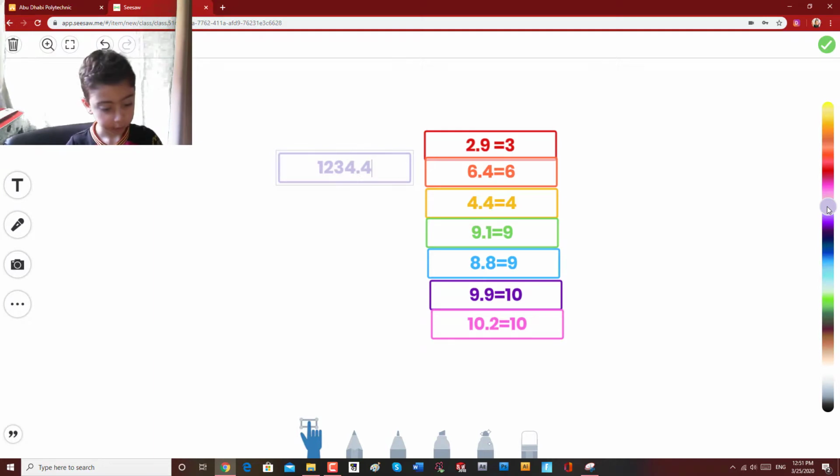Point 4, 5. So what do you think this is your answer? Please tell me in the comment section below. Pause the video and say the answer. Write it down in the comments and I'll see if you get it correct. Or you can check if you get it correct. I'm waiting.